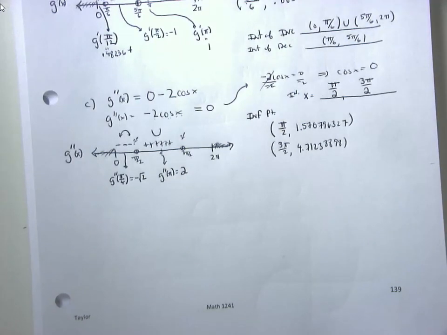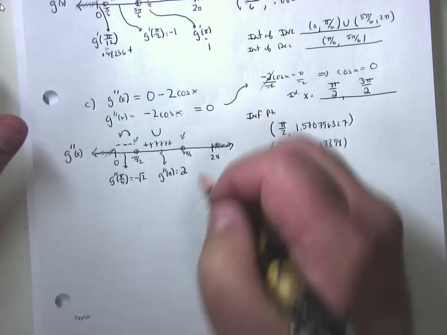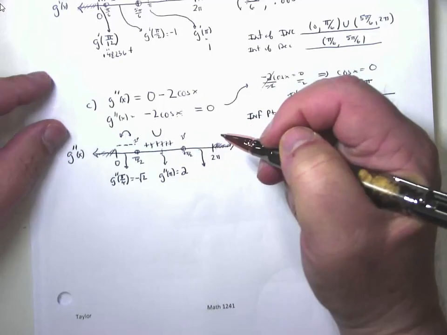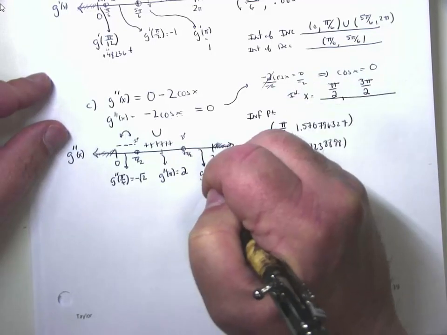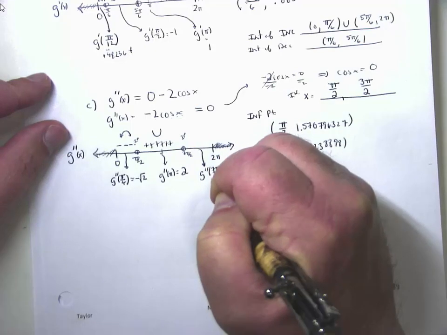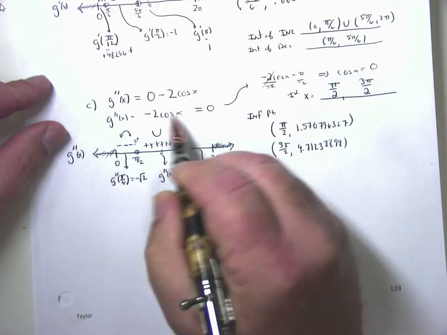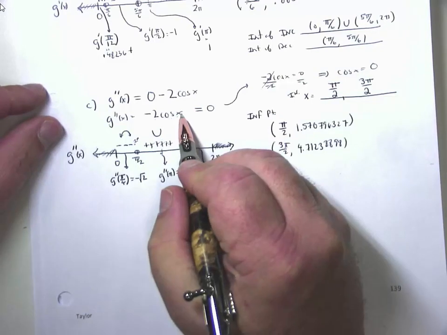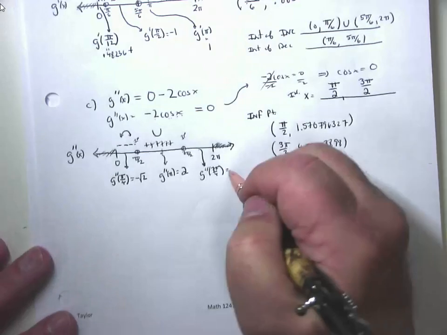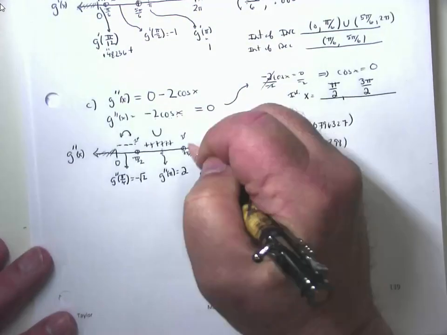Now pick a number greater than 3 pi halves. Greater than 3 pi halves, any angle over there in the fourth quadrant will do. I shall choose 7 pi fourths. And when I plug it in, the cosine of 7 pi fourths is once again square root of 2 over 2 times a -2 makes it just negative the square root of 2. Who cares what the number is?